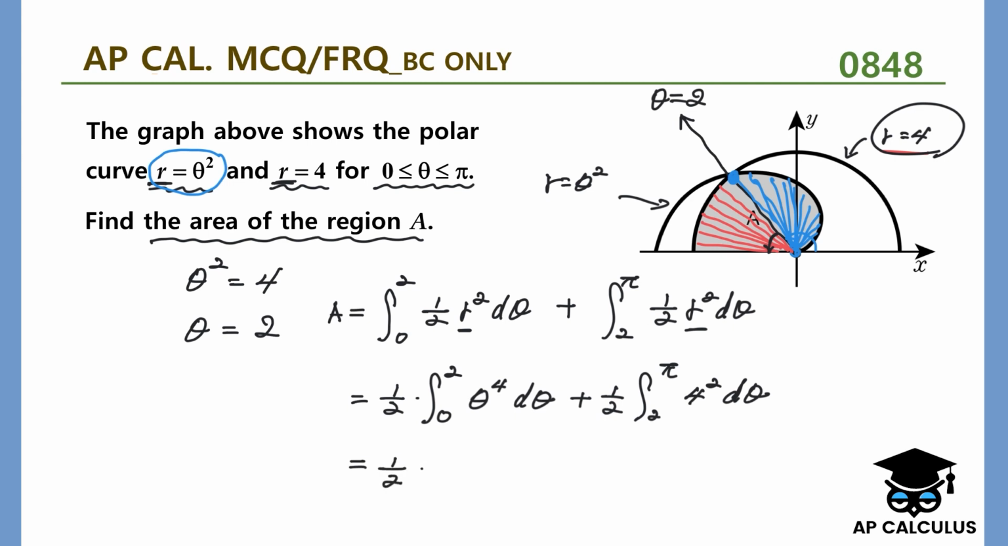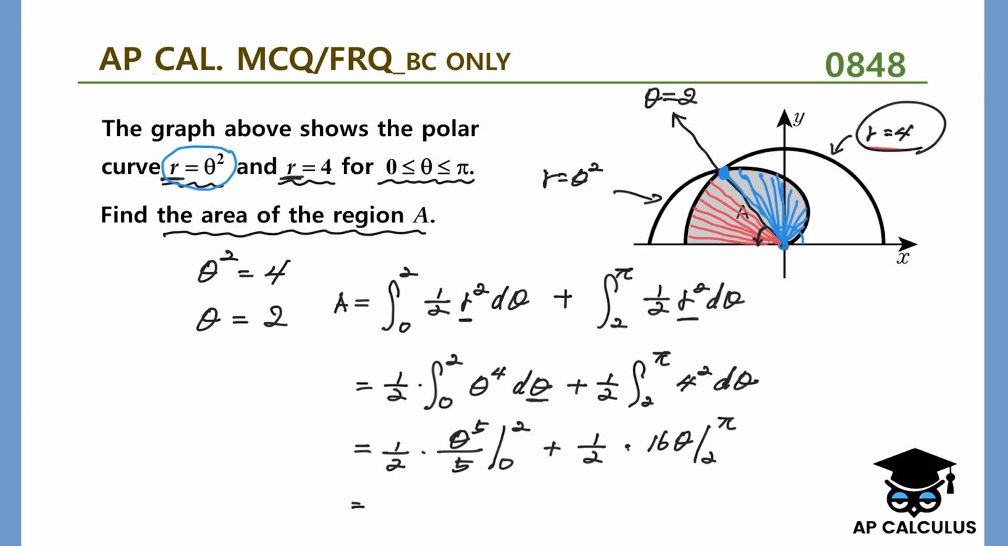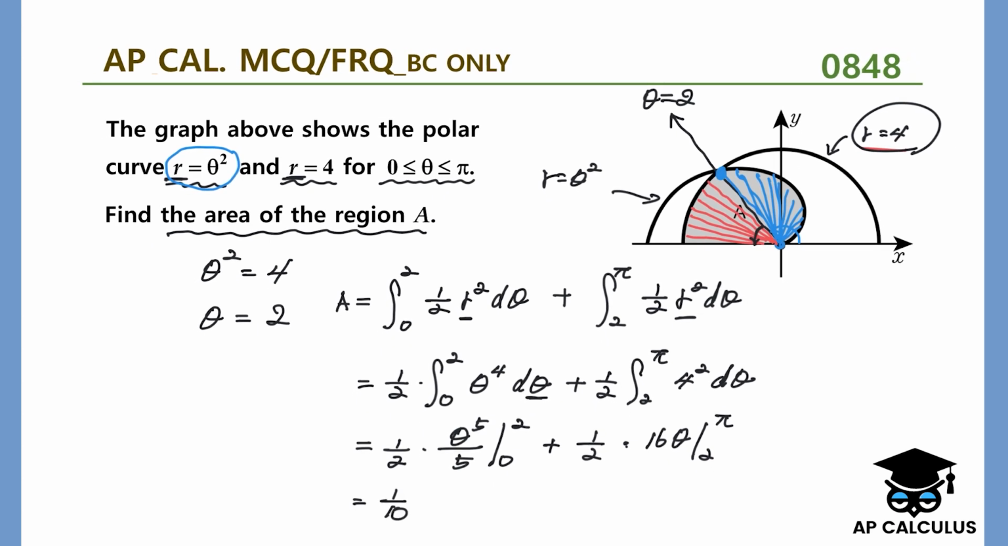Now let's solve these definite integrals. So 1/2 here, the antiderivative of theta to the 4 in terms of theta is theta to the 5 over 5, from 0 to 2, plus 1/2, that's a 16, so 16 theta from 2 to pi. So that's going to be equal to 1 over 10. If we substitute 2 for theta, that's going to be 32, minus 0, plus 8 times pi minus 2, right?